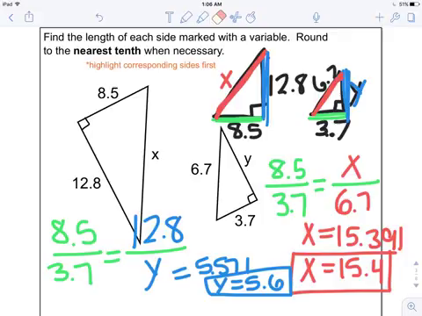Okay, so when you see similar figures where we have two sides missing, what works is to write two separate proportions, only focusing on two of the sides at a time. You'll see one or two of these on your homework tonight, so I wanted to make sure that we did one together.